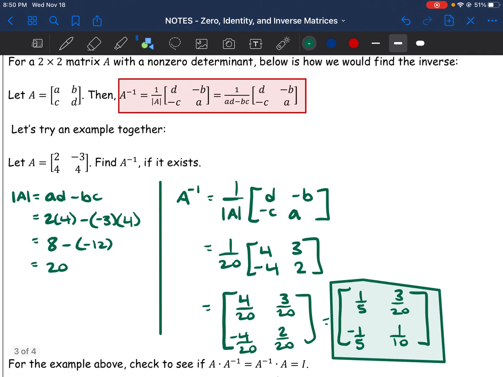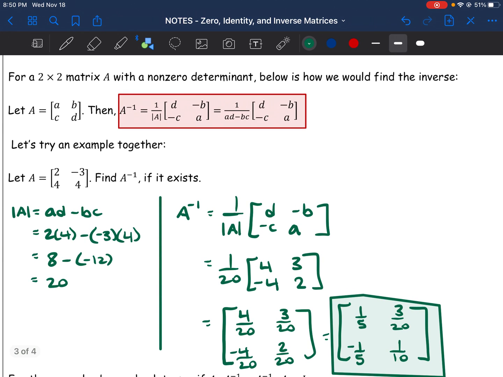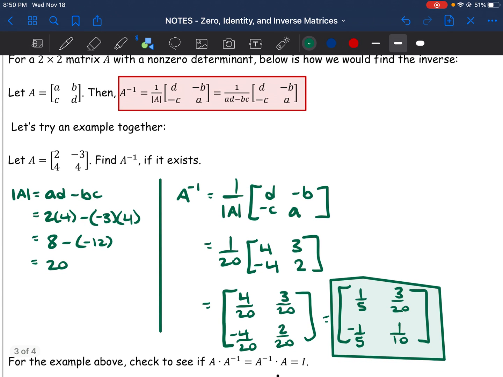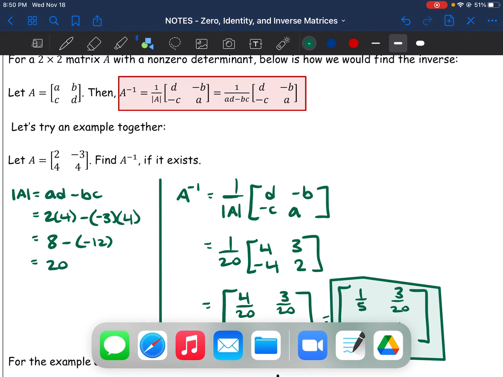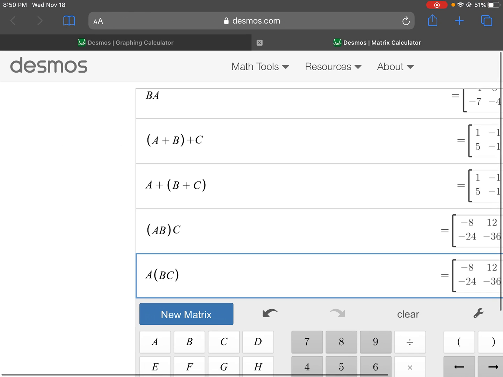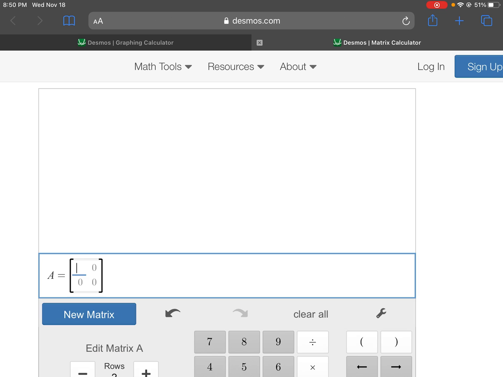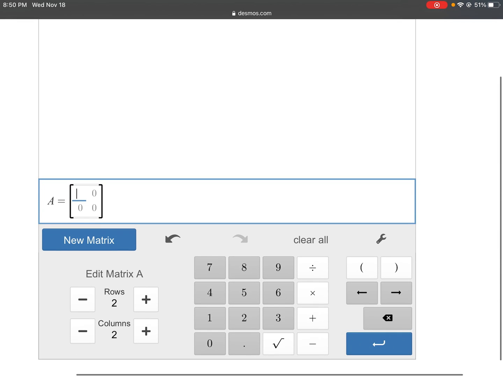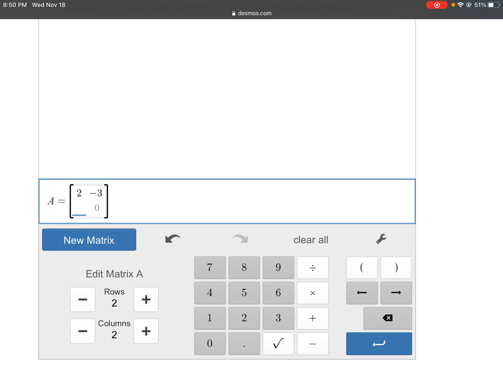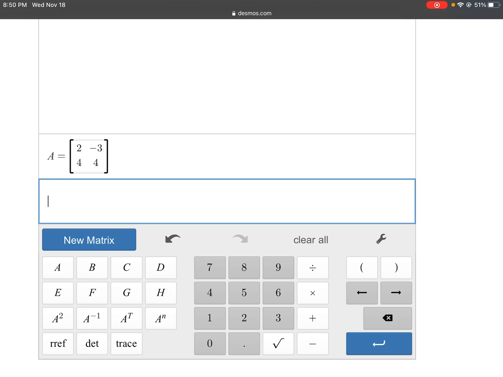Okay, so this is now a really good time to talk about how the Desmos matrix calculator can help us do inverses. So let's hop on over to the matrix inverse calculator, and I'm going to clear all this out. So looking back at our notes, let's go ahead and store matrix A. So matrix A had elements 2, -3, 4, and 4. Hit enter. We have matrix A stored.